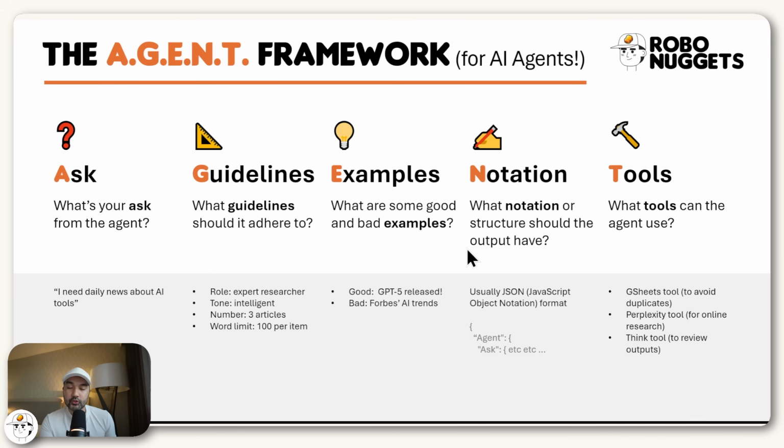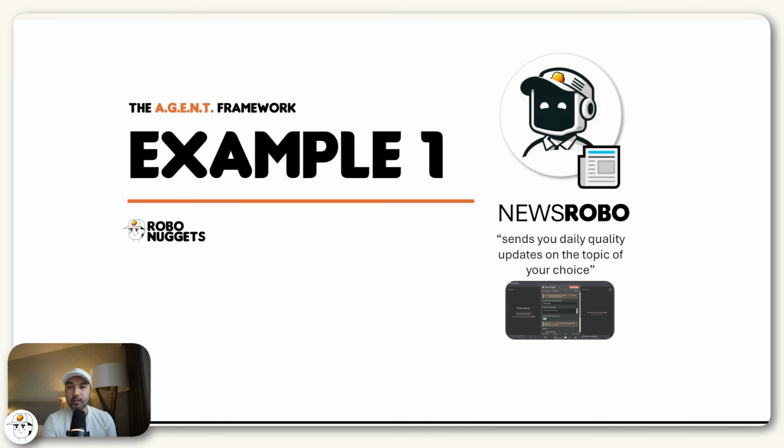And overall, this is just a neat way for you to recall what it is that you need to define for an AI agent, especially if you're building it for production. I think there are multiple other frameworks out there, but this is the one that we are using currently. And of course, it's one thing for me to tell you what this framework is, but it's probably better to show what it looks like in practice. So the example that we'll be providing is newsRobo, which is basically an AI agent that would send you daily quality updates on the topic of your choice.